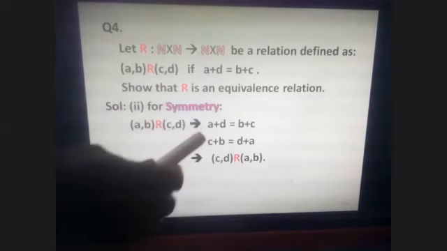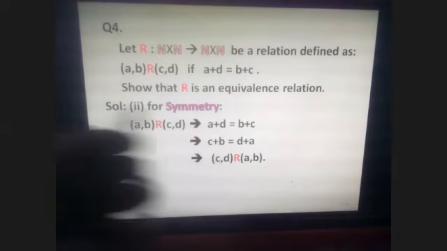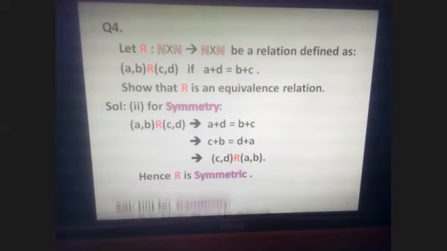Whenever (A, B) is related to (C, D), that is symmetry: when X is related to Y, Y is related to X. So (A, B) related to (C, D) gives (C, D) related to (A, B). Hence R is symmetric, right? It is reflexive, and now also symmetric. Now we go for transitivity.